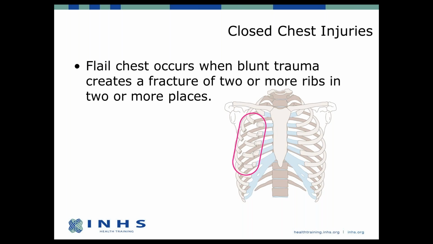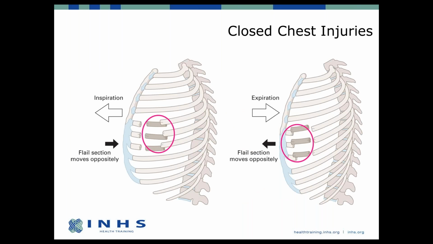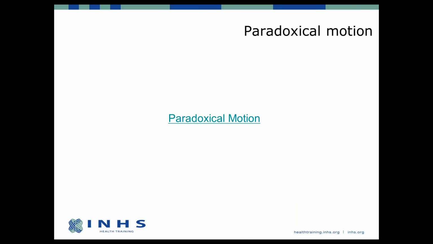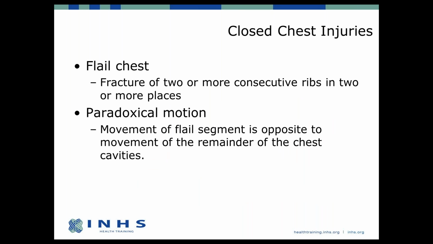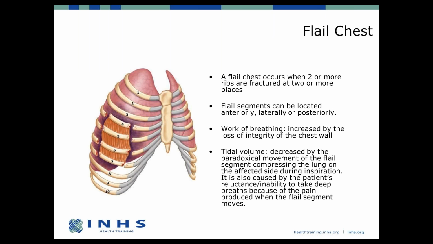That creates this segment, right? And that segment free floats, right? Now the confusing piece is we mix the terms up. The injury itself is called a flail chest, or a flail segment. The movement it makes, we call paradoxical motion, and I'll show you a video here in just a second. What happens is when the chest falls, that segment appears to rise, and as the chest rises, that segment appears to fall. So it's an opposite motion of what the rest of your chest cavity is attempting to make.